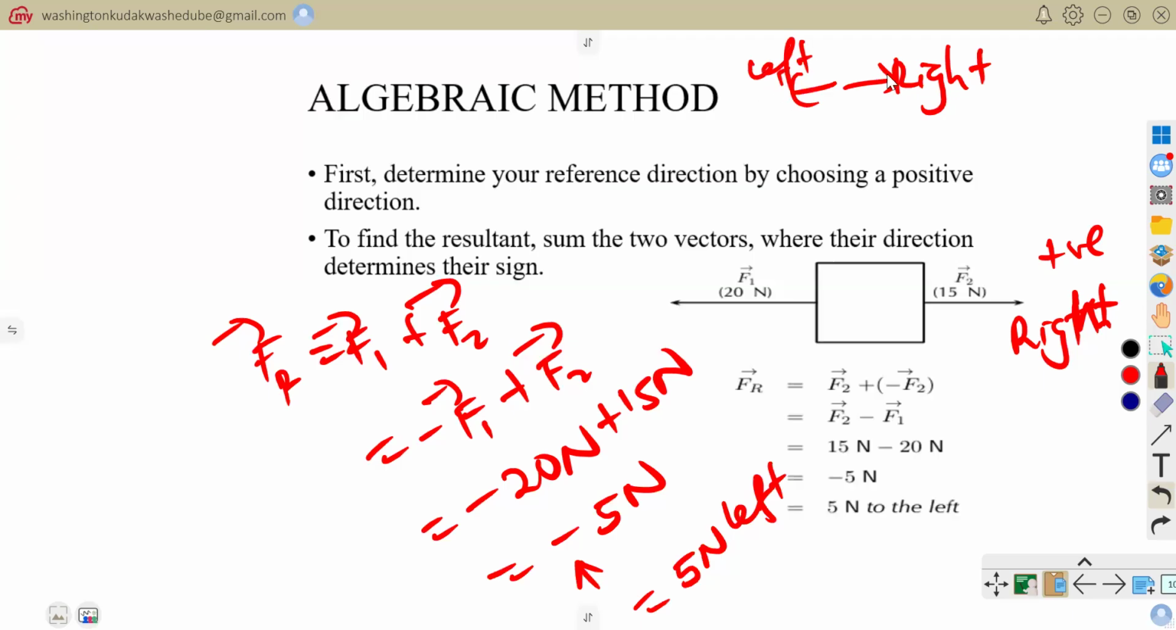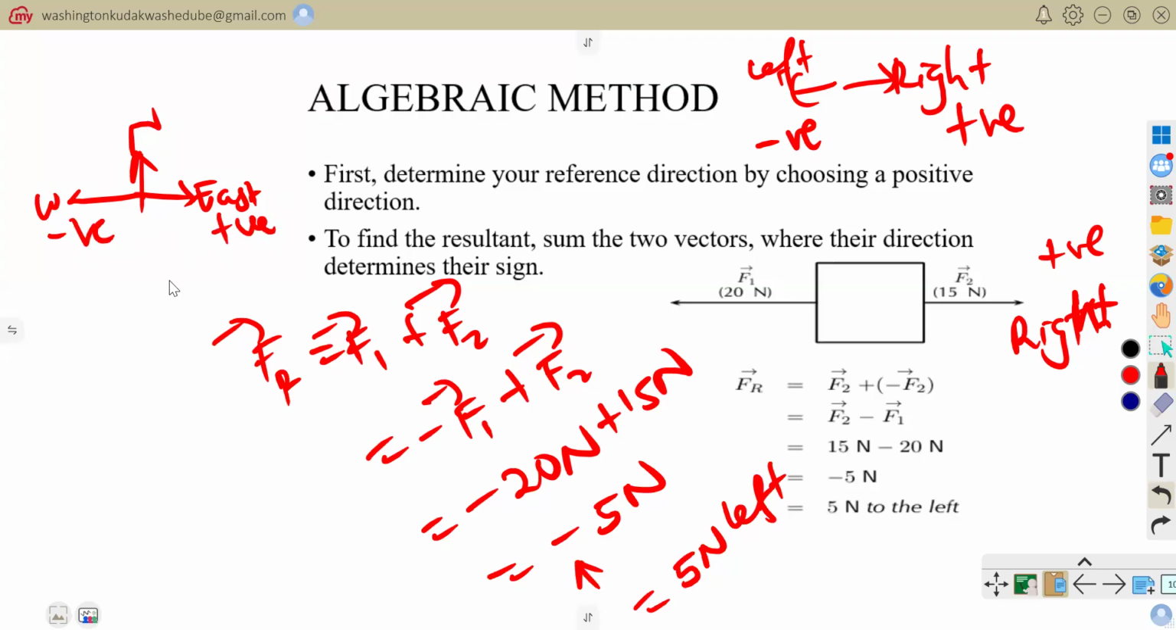Right or left. And when you use right or left, say right is positive and left is negative. But if you choose the compass where you have got north, east, and west, you can choose east to be positive and west to be negative. After doing that, look at your vectors. Where are they pointing? Determine their direction by where they are pointing.